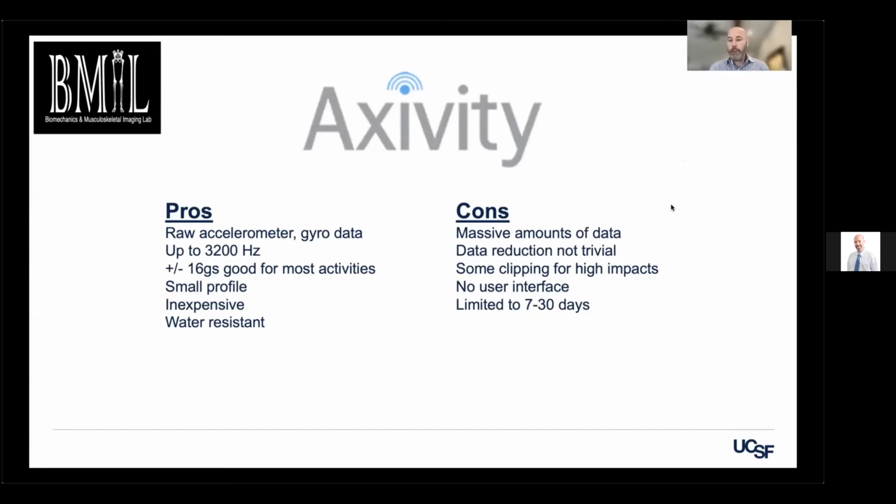There is some clipping with high impacts, but it's got to be really high impact jumping. Most activities, it's fine. There's no user interface like with the Fitbit or other devices that might encourage the patient to either do more activity or different activity. So it's kind of completely blinded to what's being recorded.